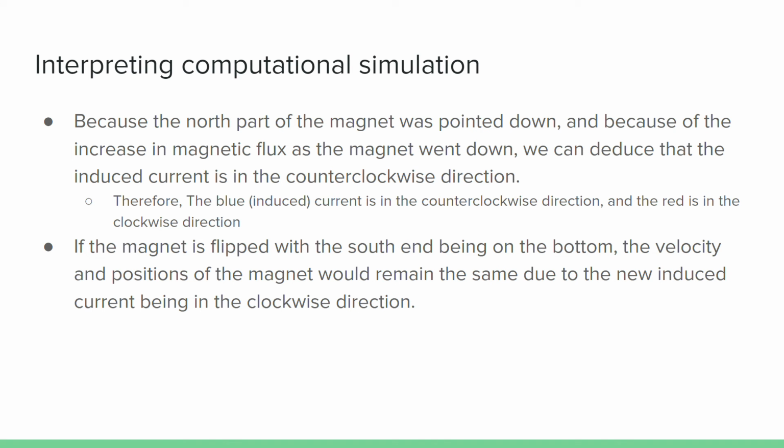Interpreting the computational simulation: because the north part of the magnet was pointed down, and because of the increase in magnetic flux as the magnet went down, we can deduce that the induced current is in the counterclockwise direction. Therefore, we can also deduce that the blue current, which is the induced current, is in the counterclockwise direction, and the red is in the clockwise direction. Also, if the magnet is flipped with the south end on the bottom, the velocity and positions of the magnet would still remain the same, due to the new induced current being in the clockwise direction.